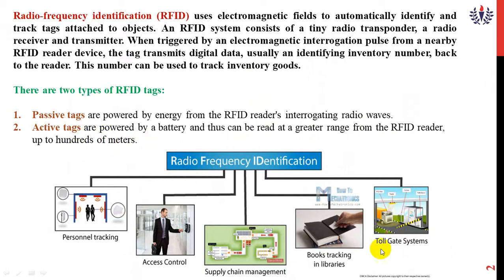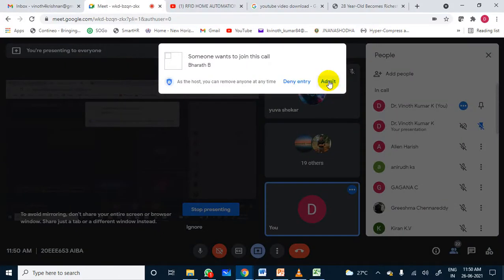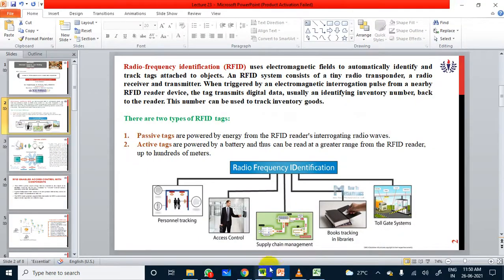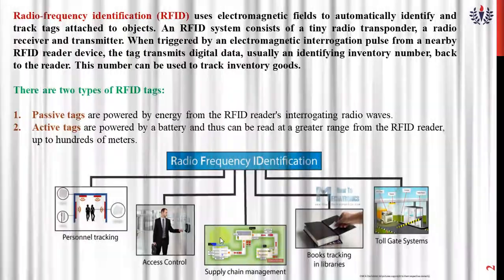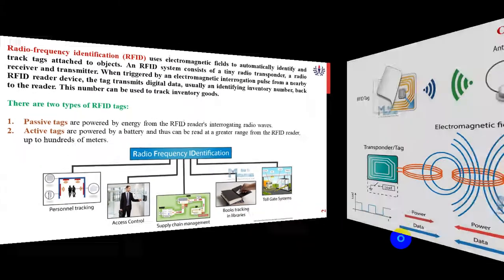So you see this diagram. RFID is applicable for personal tracking, access control, supply chain management, book tracking in libraries, and tollgate systems. So these are the applications.